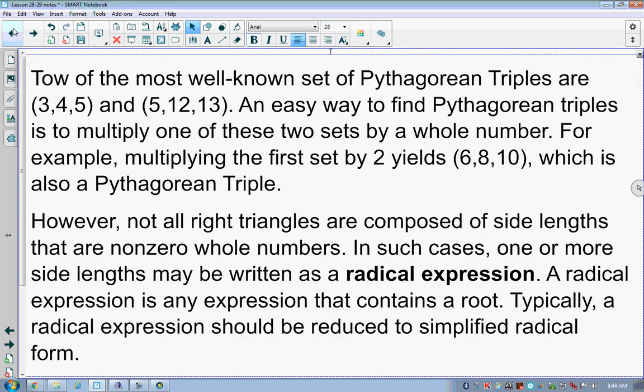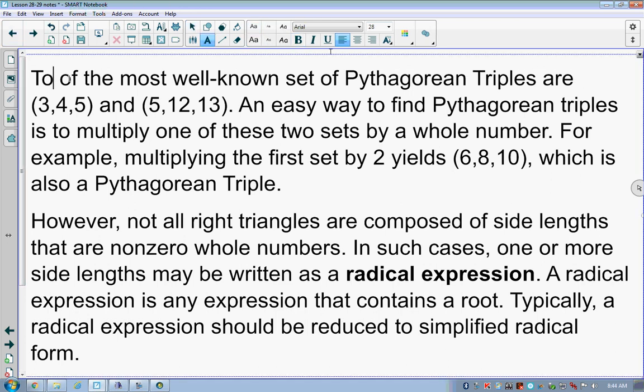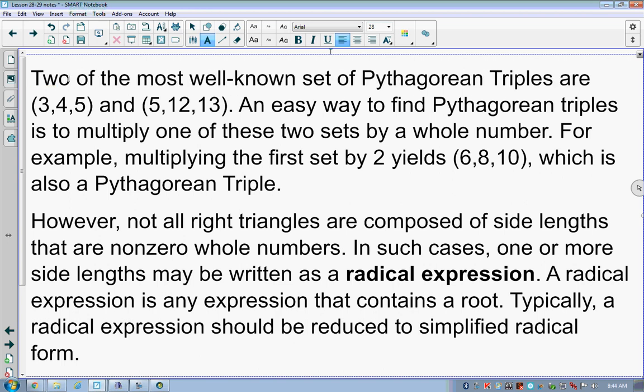All right. Now, granted, we've got some typos in here that we can fix, but two of the most well-known of the Pythagorean triples are a 3, 4, 5 right triangle. If I know it's a right triangle and I know one short side is 3 and the other short side is 4, I know that the other side is 5. Another Pythagorean triple is 5, 12, and 13.